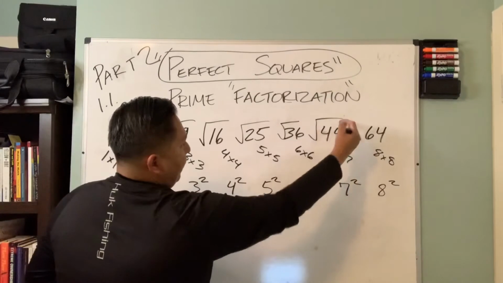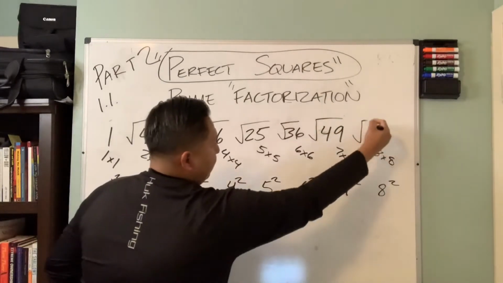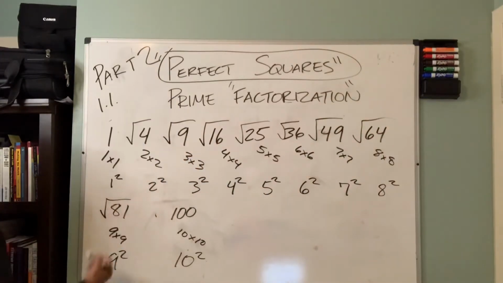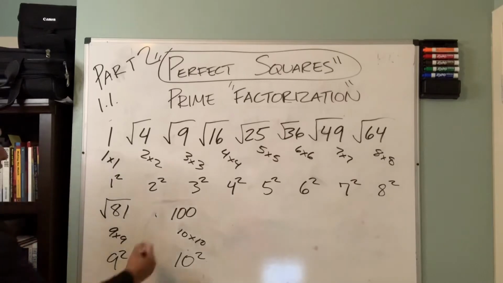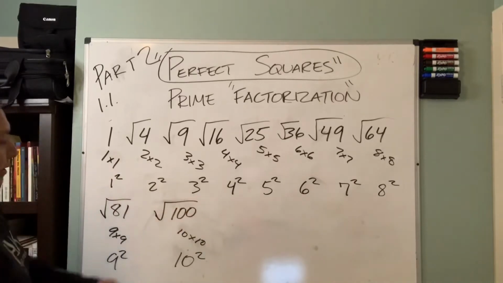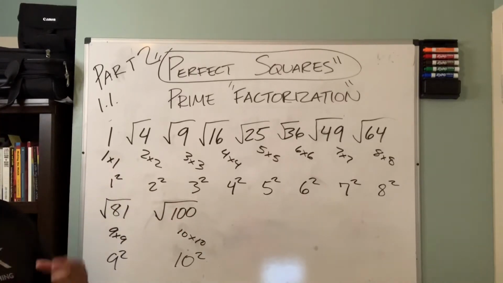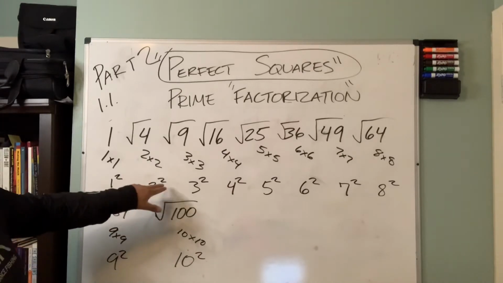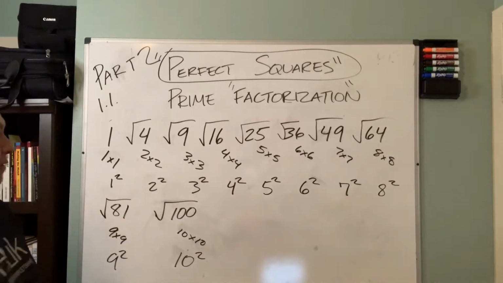Square root of 49 is 7. Square root of 64 is 8. The square root of 81 is going to be 9. And the square root of 100 is going to be 10. But to make it easy again, these are also two-dimensional.